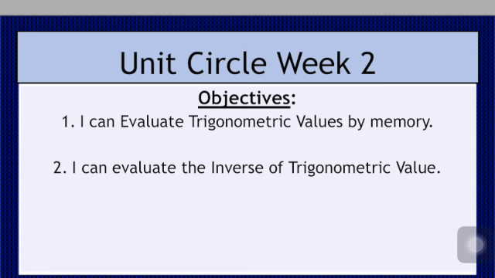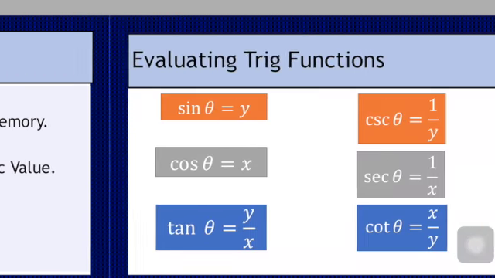Our second objective is going to be to evaluate the inverse of our trigonometric values. So if you know objective 1, then for objective 2 you're just going to do the opposite of objective 1, right? That's what the inverse means. We're just swapping the x and the y values. So let's go ahead and get started.